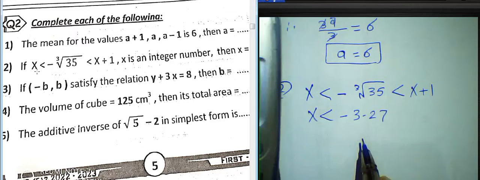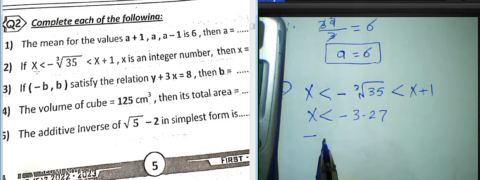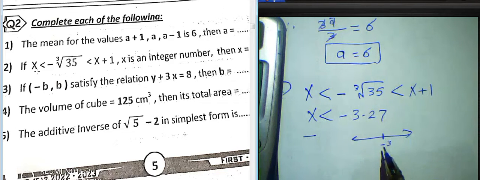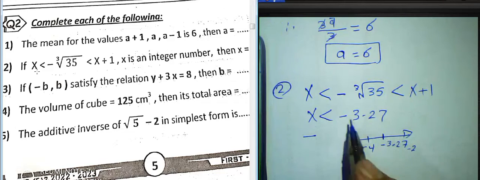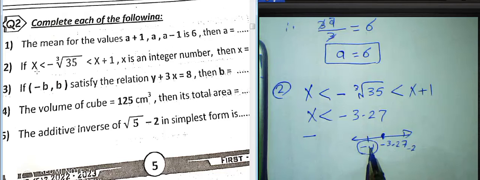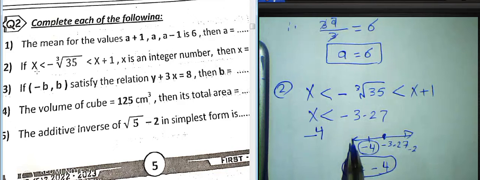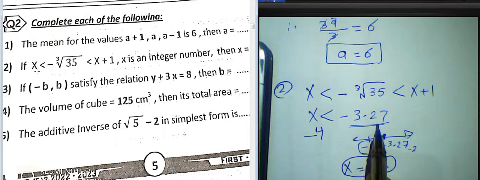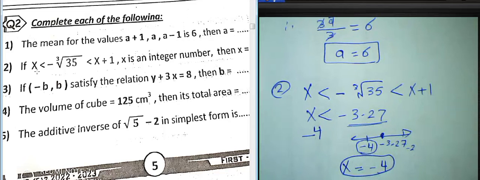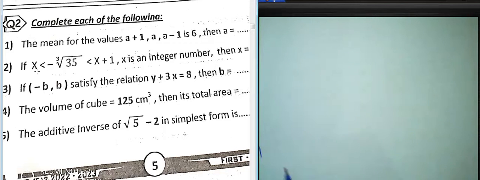So the whole number will be negative 4. Okay, we can find the result here, negative 3.27. He asked about the integer number here. Negative 3.27 lies between negative 4 and negative 3. Okay, so x is less than this number, then x will be negative 4, because negative 4 is less than negative 3.27. Understood? Question number 3.